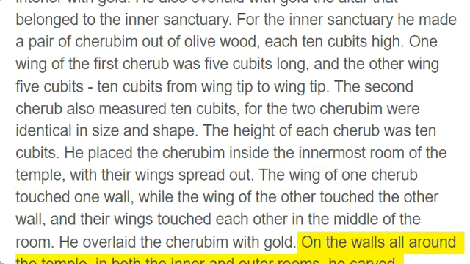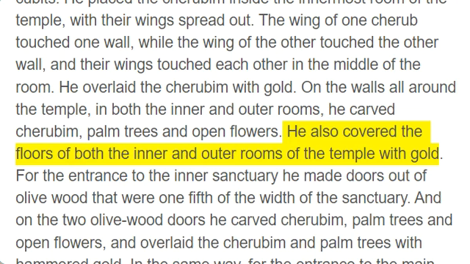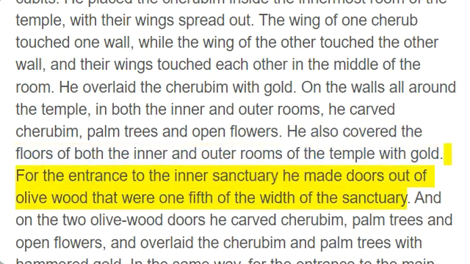On the walls all around the temple, in both the inner and outer rooms, he carved cherubim, palm trees, and open flowers. He also covered the floors of both the inner and outer rooms of the temple with gold. For the entrance to the inner sanctuary he made doors out of olive wood that were 1/5 of the width of the sanctuary.